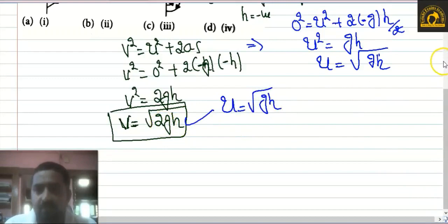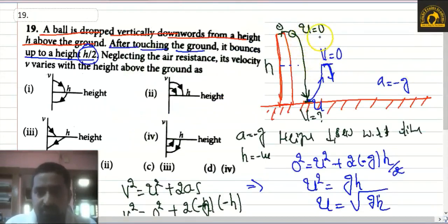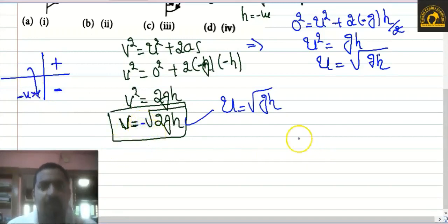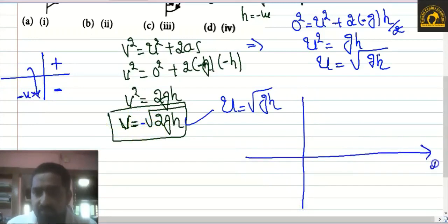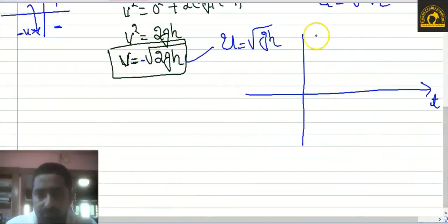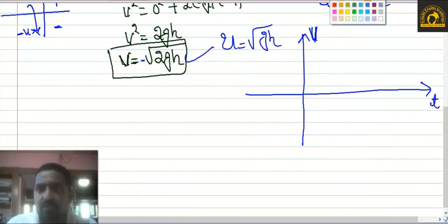Okay, so the initial velocity is 0. Then the velocity is in the downward direction. When the velocity is downward, what does it mean? Downward means it is negative velocity. So now you have to plot the graph. This is time, and this one is velocity. Time versus velocity graph.